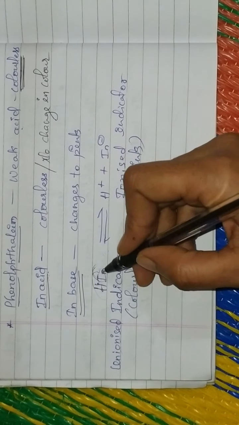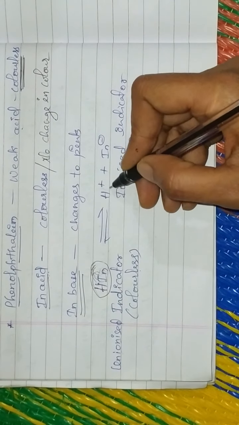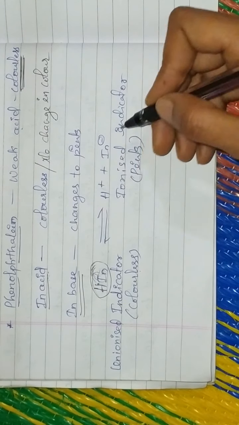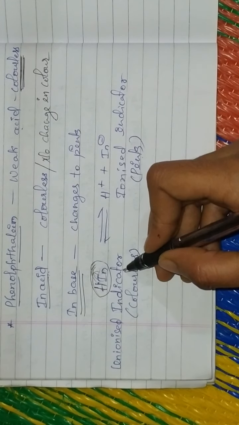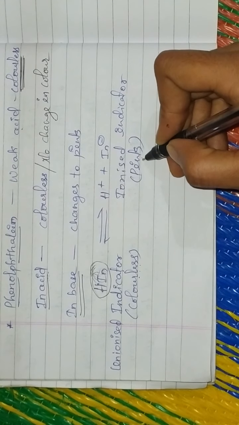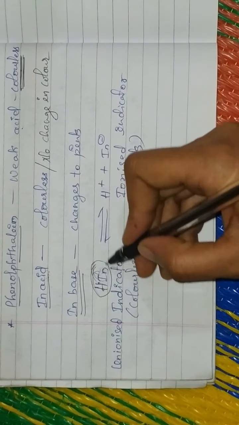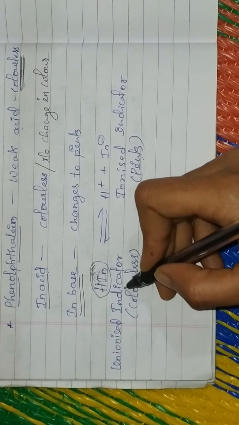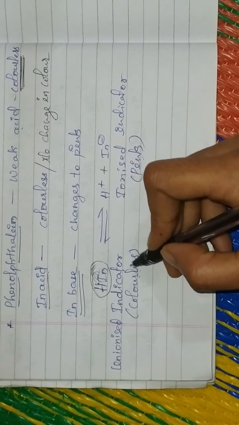When indicator is in this form, it is colorless. When this indicator breaks into ions like this, it gives pink color. In unionized form, this indicator is colorless. In ionized form, this indicator is pink colored. In acidic medium, this indicator does not undergo ionization. Therefore, it remains as it is. As a result, that solution is colorless.